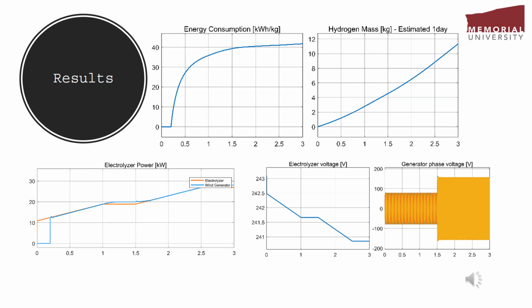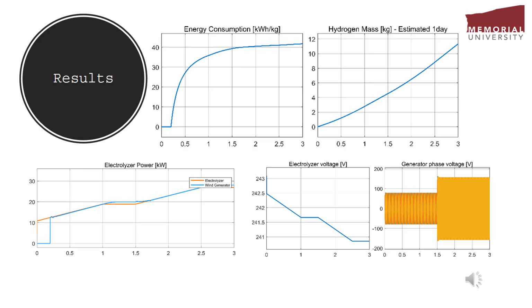In this slide, the results summarize the performance of our standalone wind to hydrogen system. First, we see that energy consumption increases quickly and plateaus around 42 kilowatt hour per kg of hydrogen. The second plot shows the hydrogen production over a full day reaching approximately 11 to 12 kilograms, which aligns with our system targets.